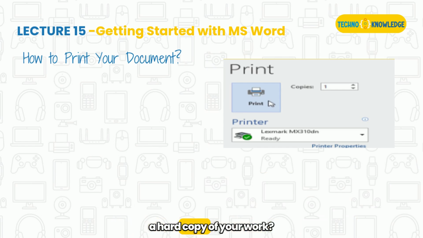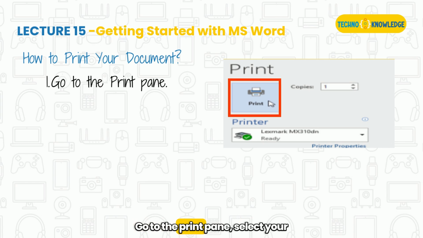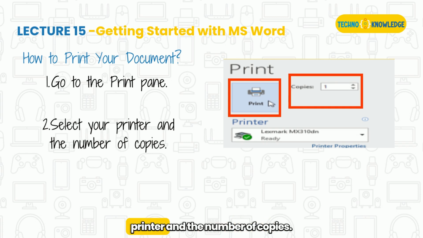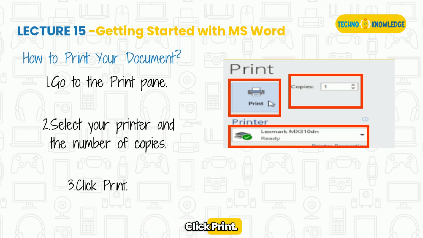How to print your document. Want a hard copy of your work? Here's what you do. Go to the Print pane. Select your printer and the number of copies. Click Print. Now, your work is ready to be shared.